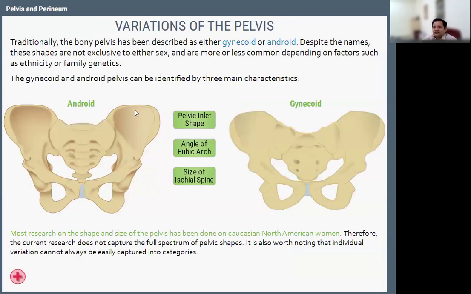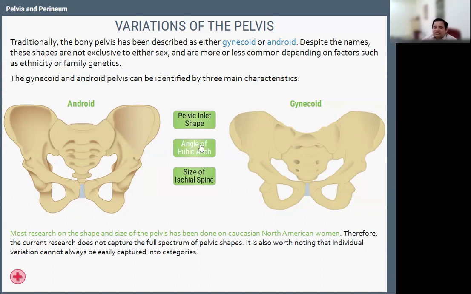So there are some variations and differences between the male and female pelvis, and in females also there are many different types of pelvis. Traditionally you can say there are gynecoid and android. Despite the name, this is not exclusive to gender. You can say gynecoid is female and android is male, but it can be present in any of them, especially females. All three of them are present. One more is there. Despite the name, there is nothing important in common.